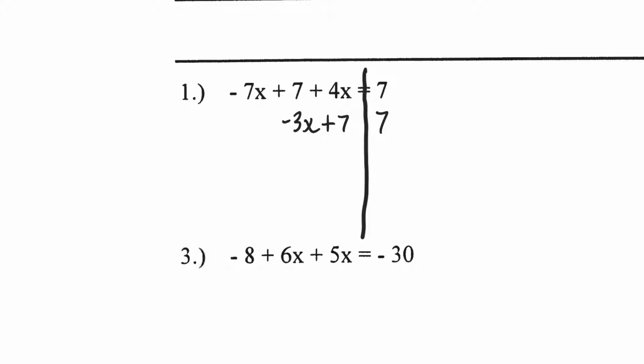All right, now my goal is to solve for the x, so what's my first step here? Subtract 7 from both sides. Now what happens to these two 7s right here? 0. Okay, they turn to 0.